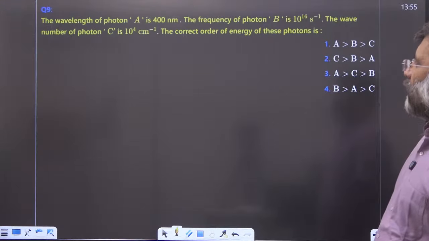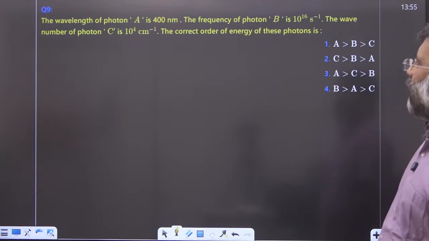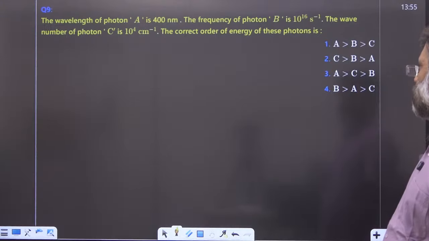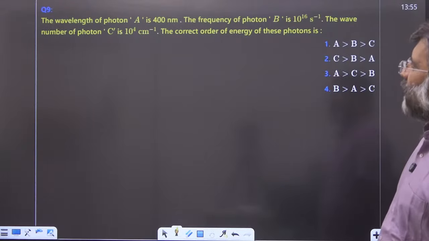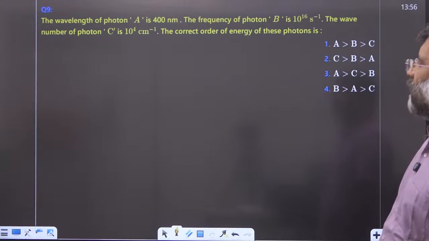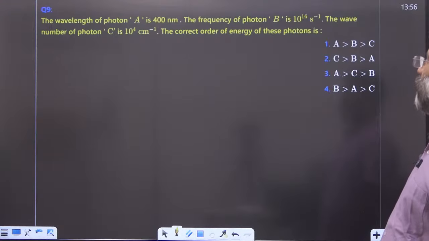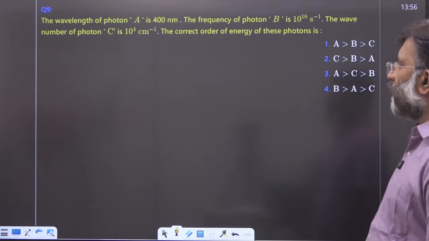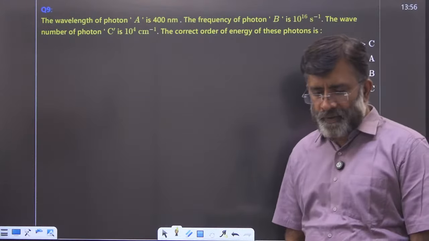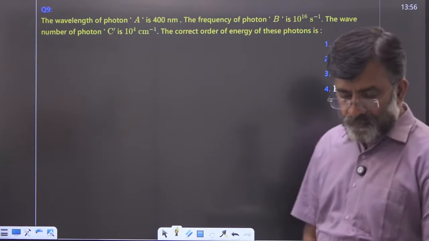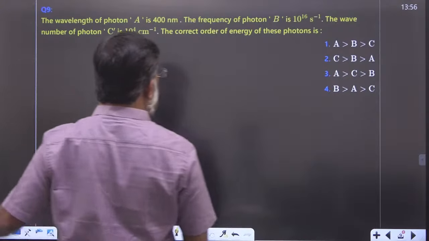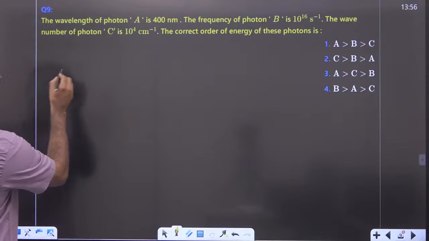Wavelength of photon A is 400 nanometer. Frequency of photon B is 10 power 16 second inverse. The wave number of photon C is 10 raised to 4 centimeter inverse. The correct order of energy of these photons. Let's find out.